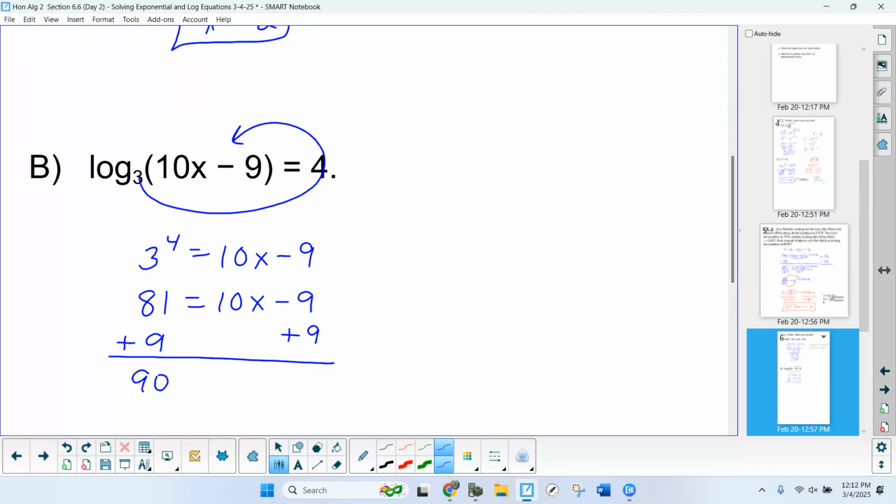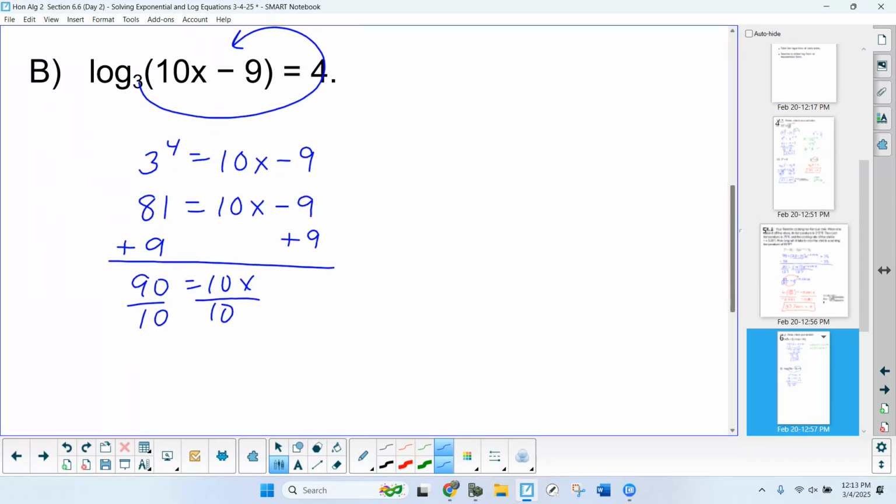Okay, 90 equals 10x. Divide by 10, and he said x equals 9. Now, we should check. Log base 3 of 10 times 9 minus 9. Does that equal 4? What's 10 times 9? 90. Minus 9. Does the log base 3 of 81 equal 4?